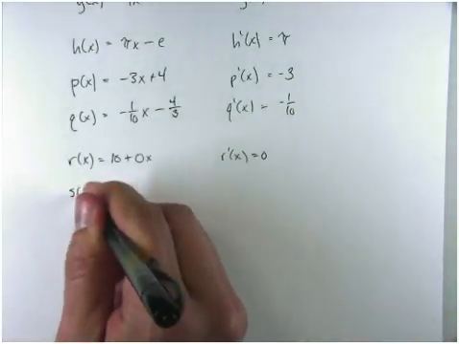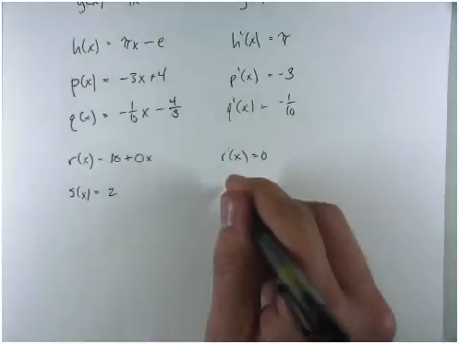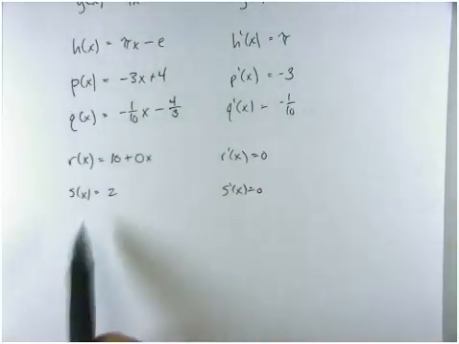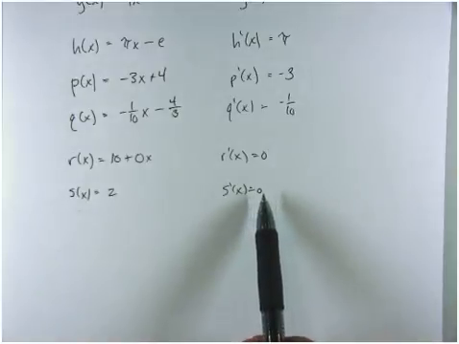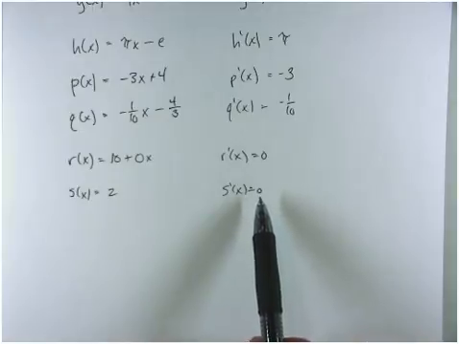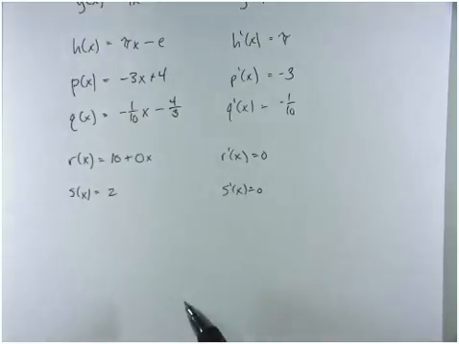What about s of x equals 2? What's the derivative of s? 0. Right? s of x is always 2. s isn't changing. If it's not changing, then it's going to have a rate of change of 0. Here it's not changing. It's a flat line with a slope of 0. So the derivative is 0. Cool, huh? All right. We are well on our way to taking derivatives more quickly.